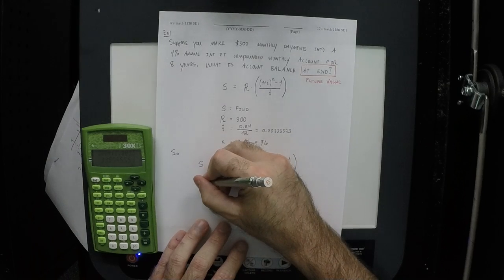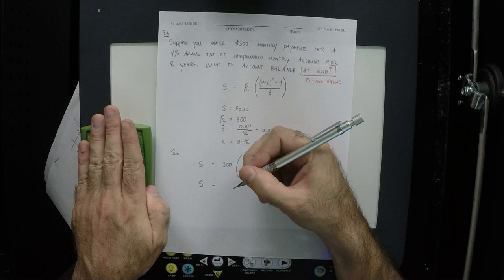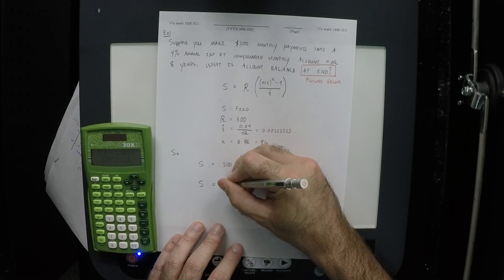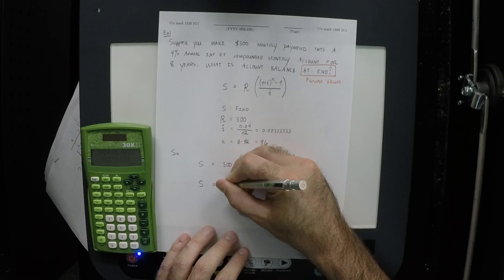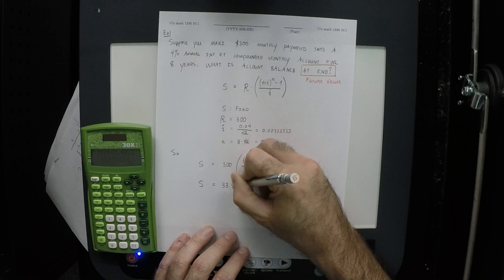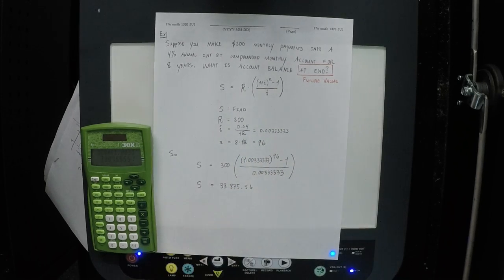Okay, so my calculator is saying, so did anyone get it? 33,875.5551. Very good. So to the nearest cent, 33,875.56.